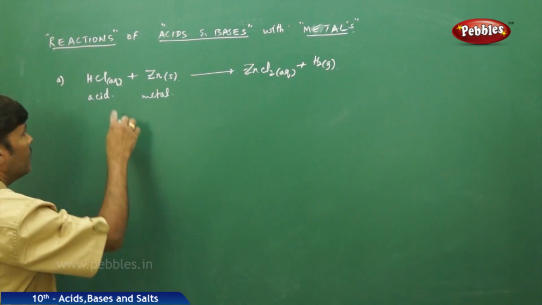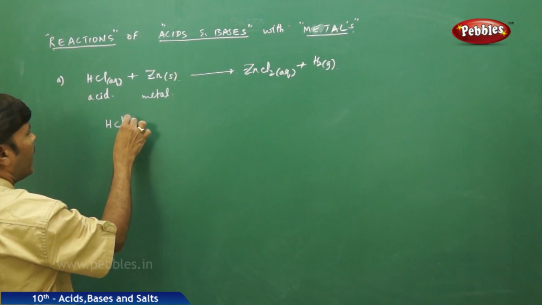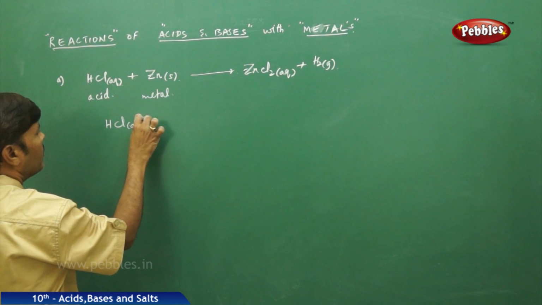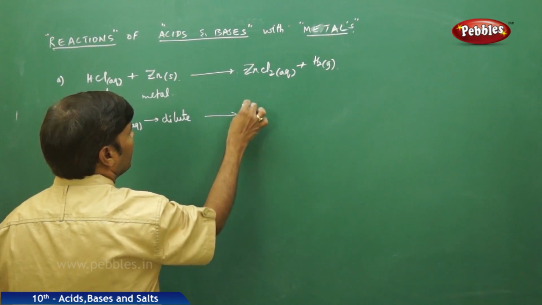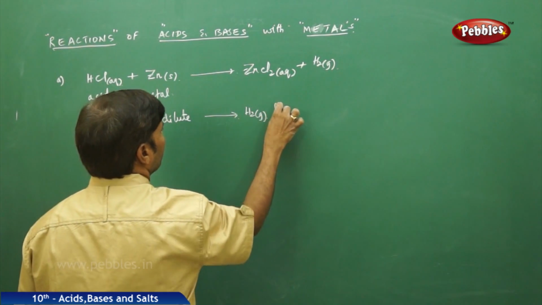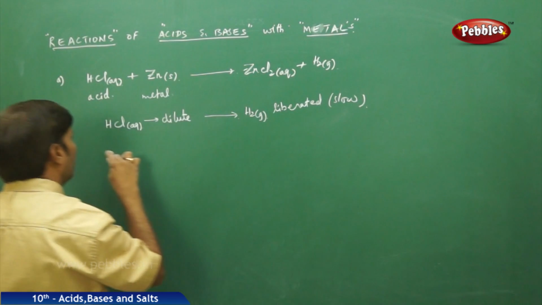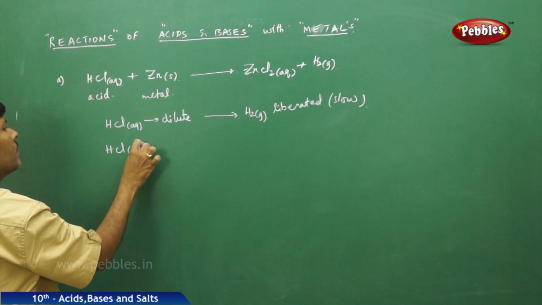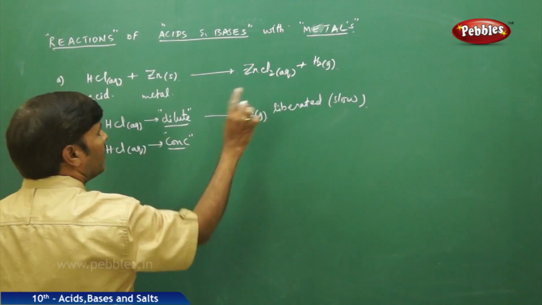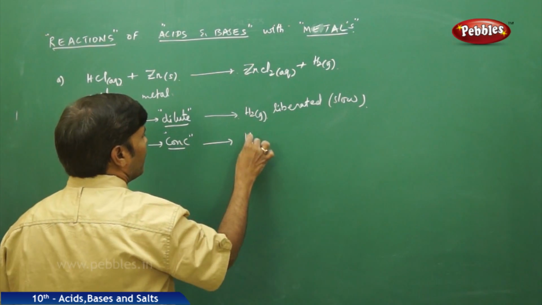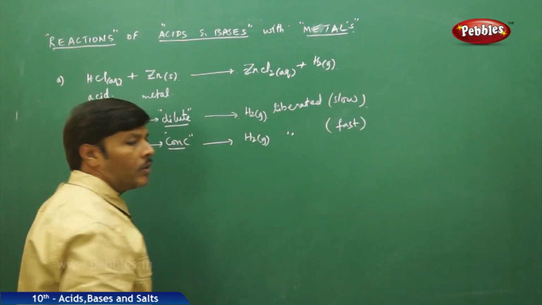Once again, I am reminding you: if the hydrochloric acid, aqueous, is dilute, then the H2 gas liberated is slow. If it is concentrated, the hydrogen gas liberated is very fast. One of the points which you have to keep in your mind.